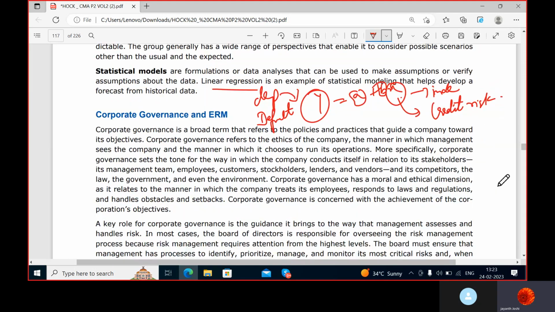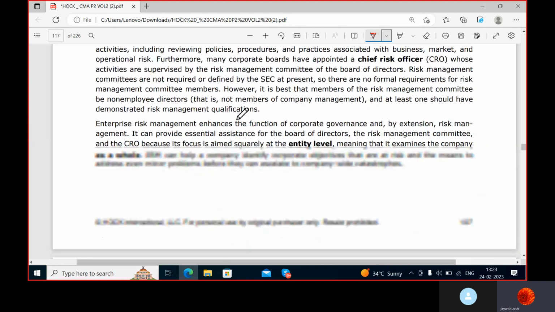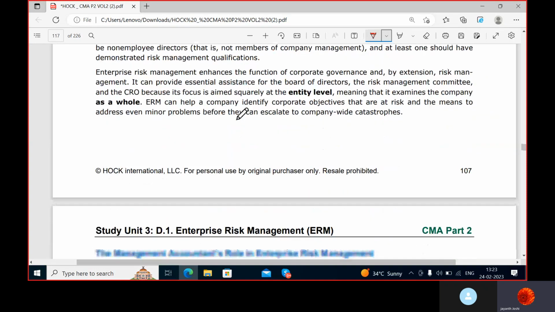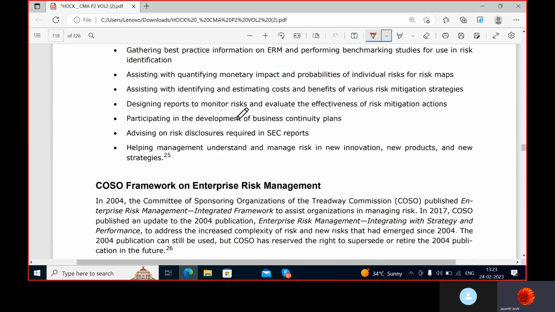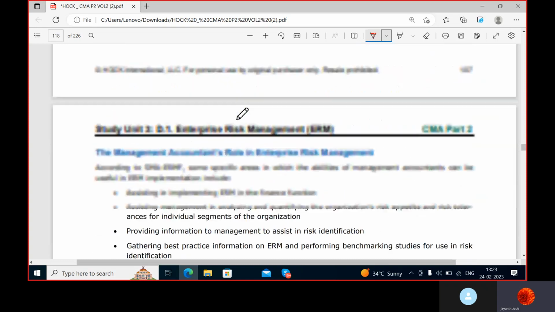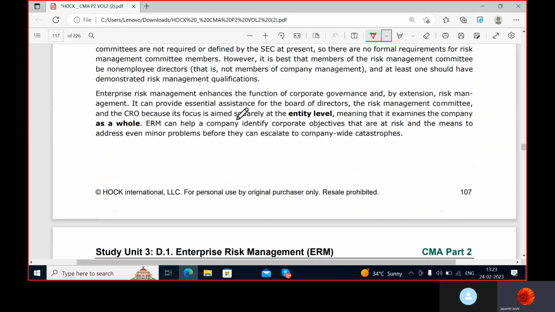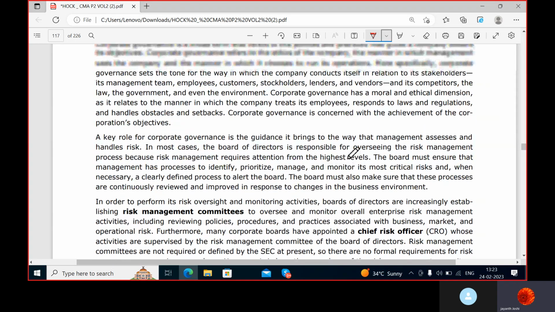Now, corporate governance and ERM. I would not read the entire thing here, but I will explain it in a very simple way so that you come to know what this entire topic means. See, this is a risk manager, or else the CRO, Chief Risk Officer of a company. What they have to ensure is that the company follows all the corporate governance codes.